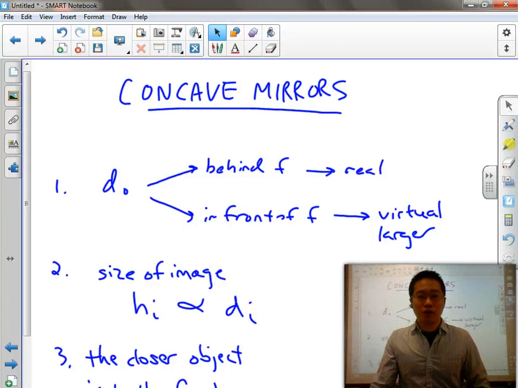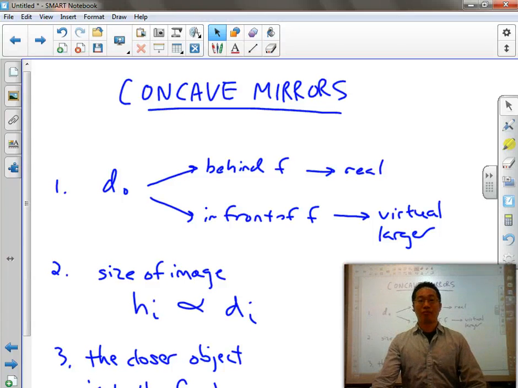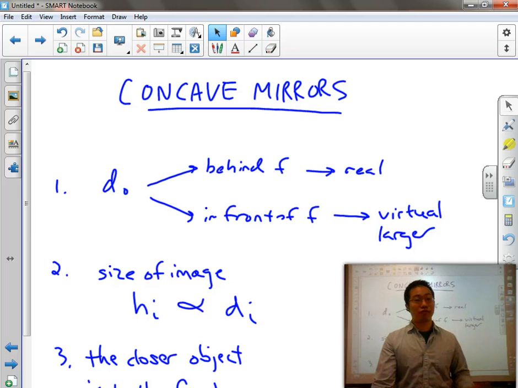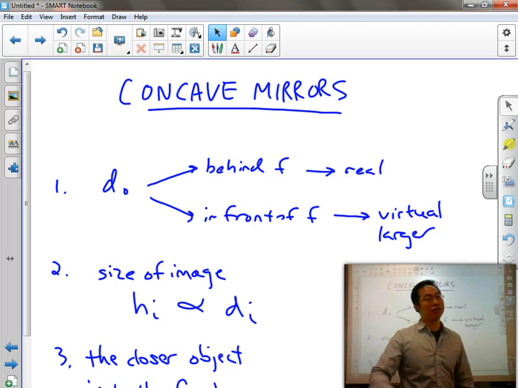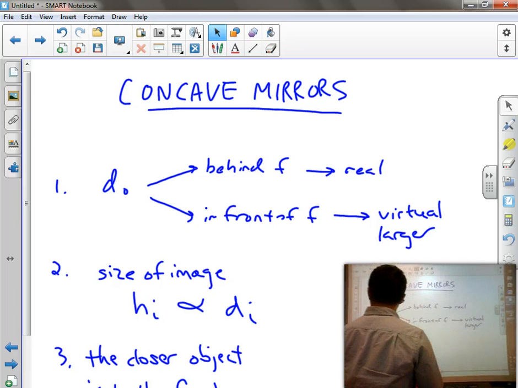So now we've seen all the different examples with concave mirrors, okay? But before we go any further, we should talk about the few basic rules just to recap everything that we've seen, okay? Aside from ray tracing, you have to understand a few basic rules about concave mirrors. And by the way, this only applies to concave mirrors.